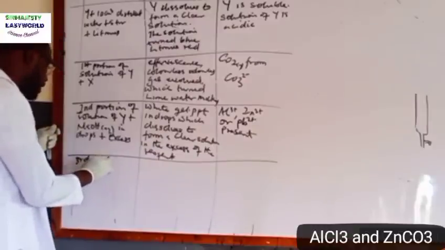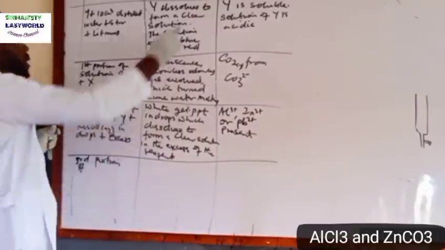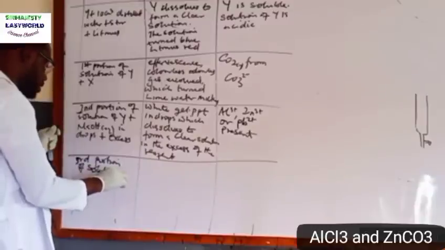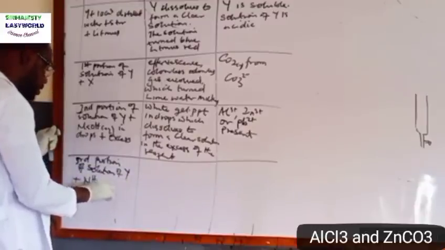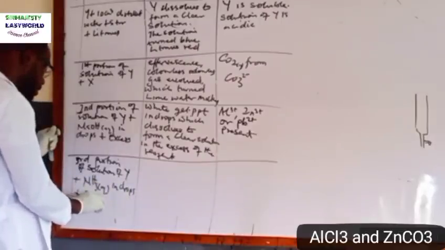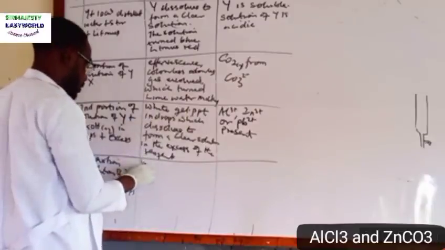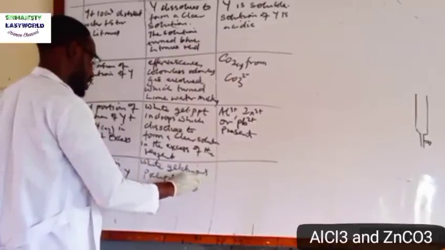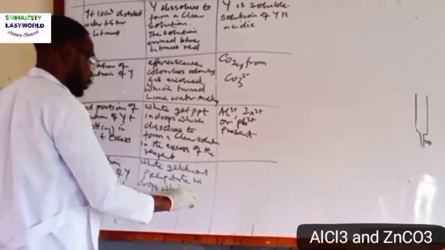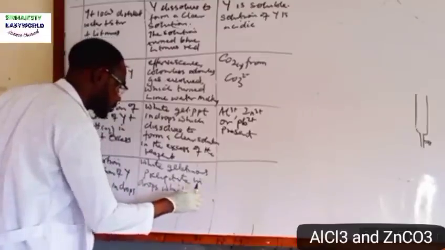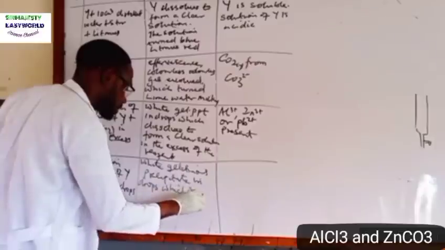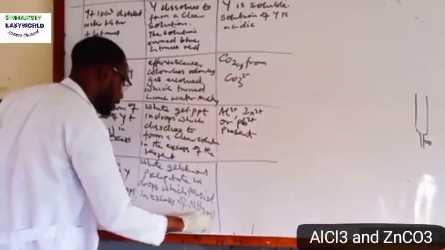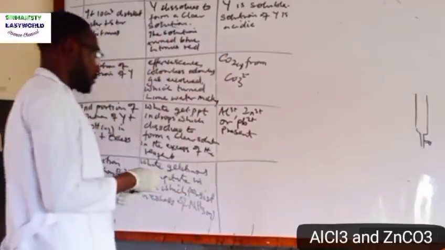Remember in the exam, it must not be third portion. It can be any portion. Let's write: third portion of solution of Y plus aqueous ammonia in drops plus excess. We observed a white gelatinous precipitate in drops, which remained insoluble in excess, or which persists in excess. Persists in excess of what? The reagent, which is the aqueous ammonia. And what should be our inference? What conclusion are we drawing here?